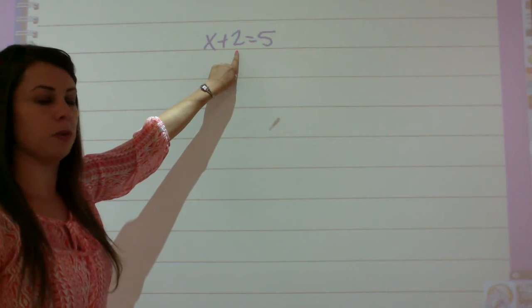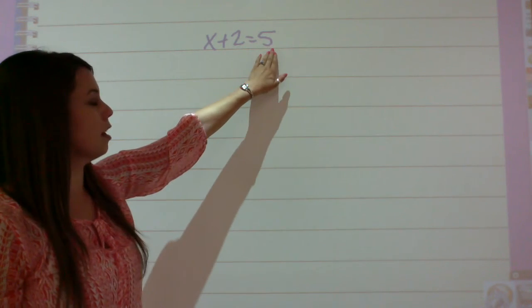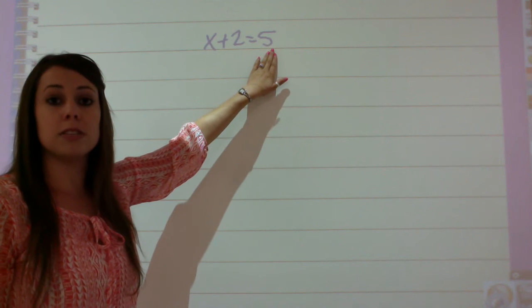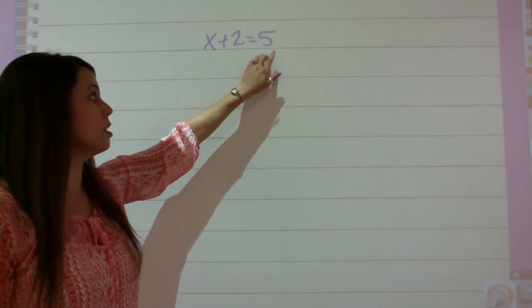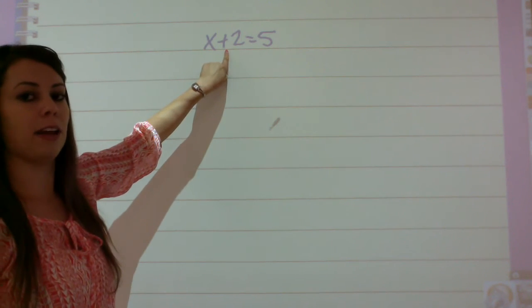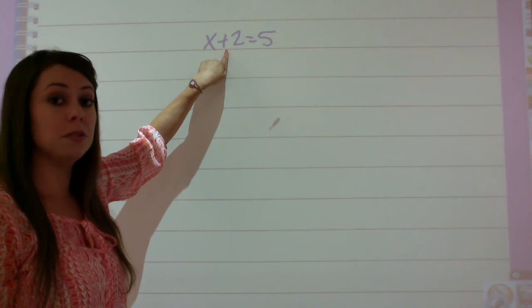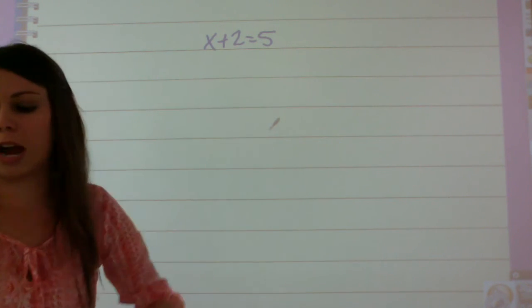the 2, okay? So when I move the 2 to the other side, I have to use inverse operations, which is the opposite of whatever's happening. So because it's adding 2, we are going to subtract 2. Subtract 2 here, subtract 2 here.